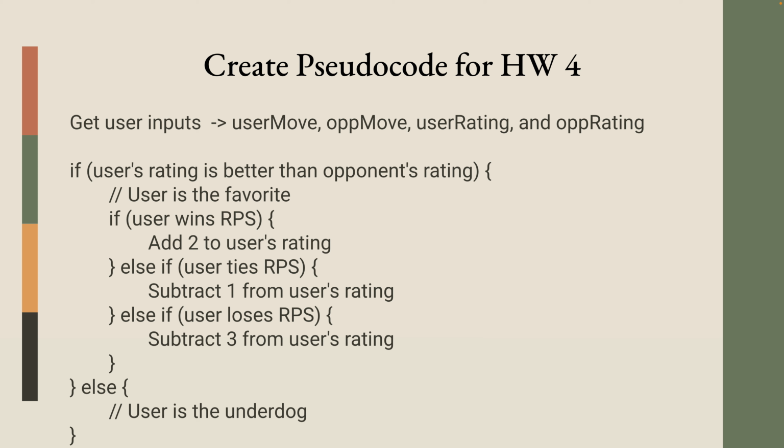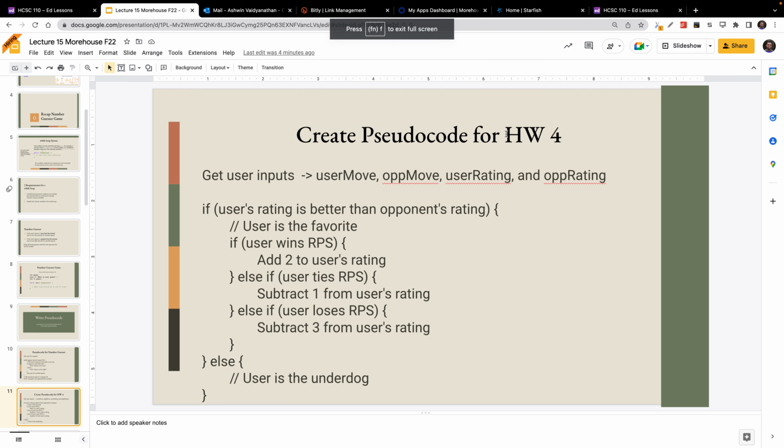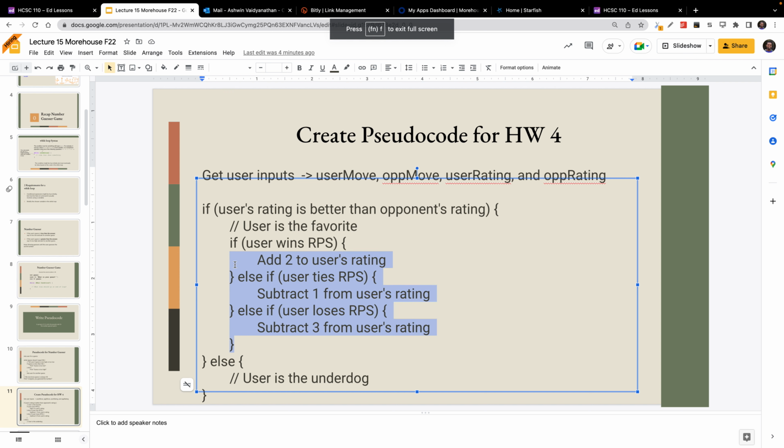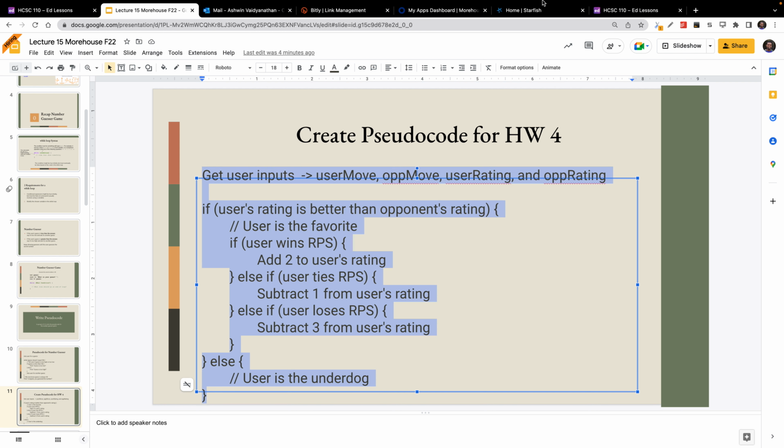So I think people are understanding the user wins rock, paper, scissors here, but then they're forgetting that the user is also better than the opponent. Because we literally take this piece of code and we put it here as well, but we change the ratings. And I think people were a little bit confused about why we had the same code twice. So it won't fit on one slide, but here is what the full pseudocode would look like.